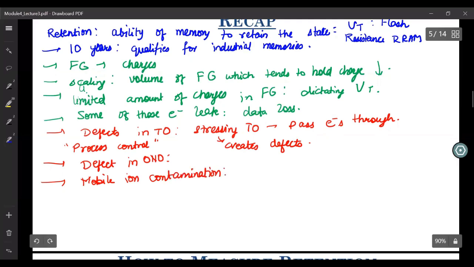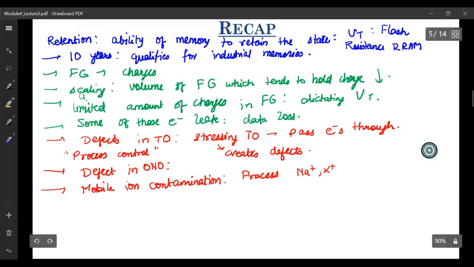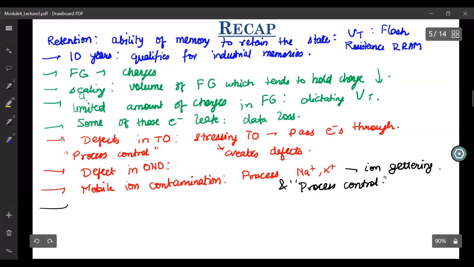So how do these mobile ions get inside your oxide region? It's because of your fabrication process. There are mobile ions like sodium and potassium which get injected inside this oxide, and how can we remove them? We discussed something called the ion gettering process. And if you have very good process control, then you will also end up injecting fewer of these ions in your oxide region. And the last possible source was the electrons which are already embedded in your sidewall encapsulation layer, right?